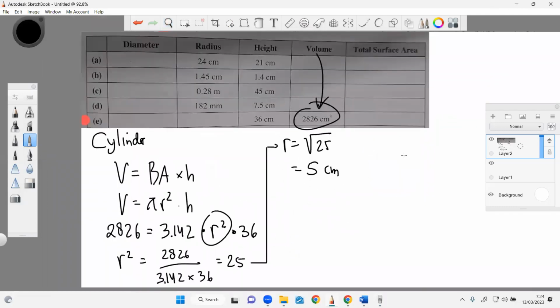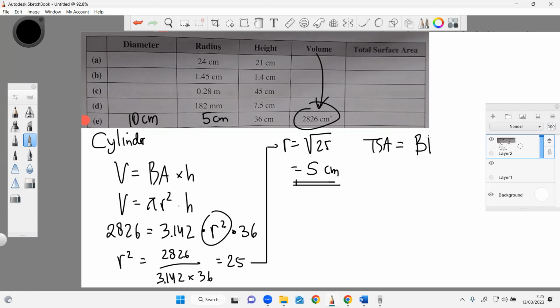So what is the diameter? Oh, easy peasy. 10, right? Because diameter is twice the radius, 10. Or radius is half of the diameter. Next, after we get the radius, can you find the total surface area?